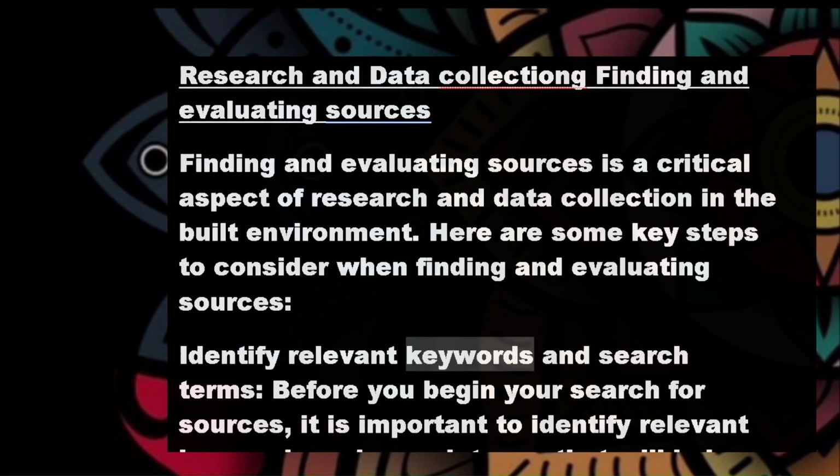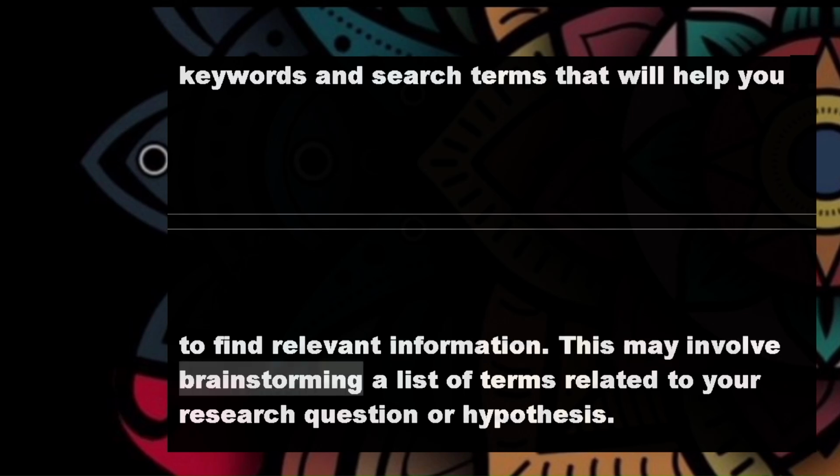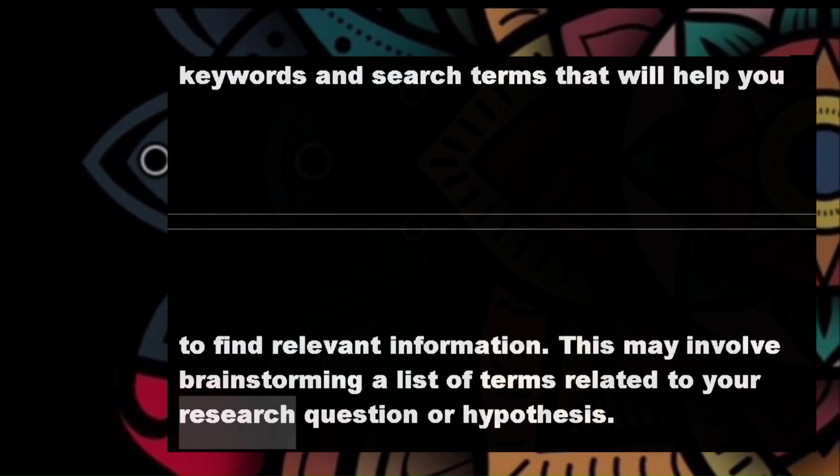Identify relevant keywords and search terms. Before you begin your search for sources, it is important to identify relevant keywords and search terms that will help you to find relevant information. This may involve brainstorming a list of terms related to your research question or hypothesis.